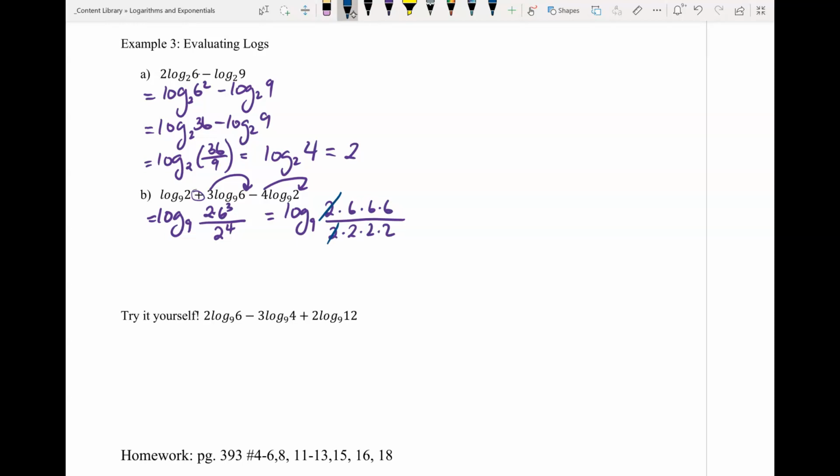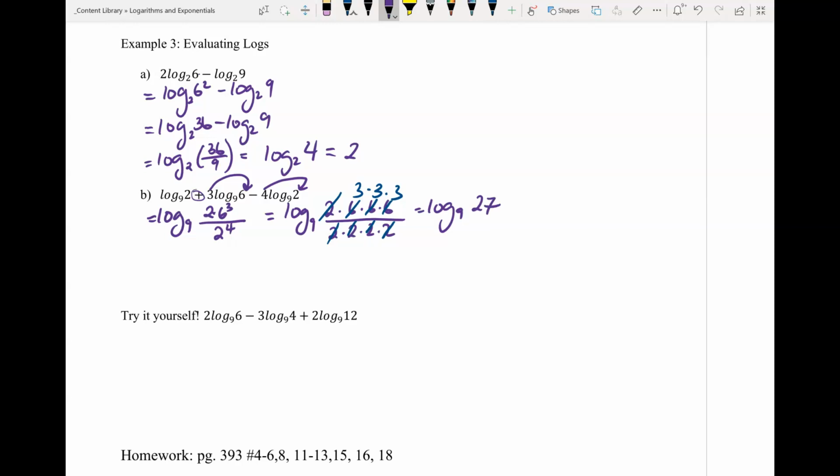Well, 2 divided by 2 is just 1, so that cancels out. And then 6 divided by 2 is 3, 6 divided by 2 is 3, 6 divided by 2 is 3. So what I'm actually going to calculate here is log base 9 of 3 times 3 times 3, which is 27.